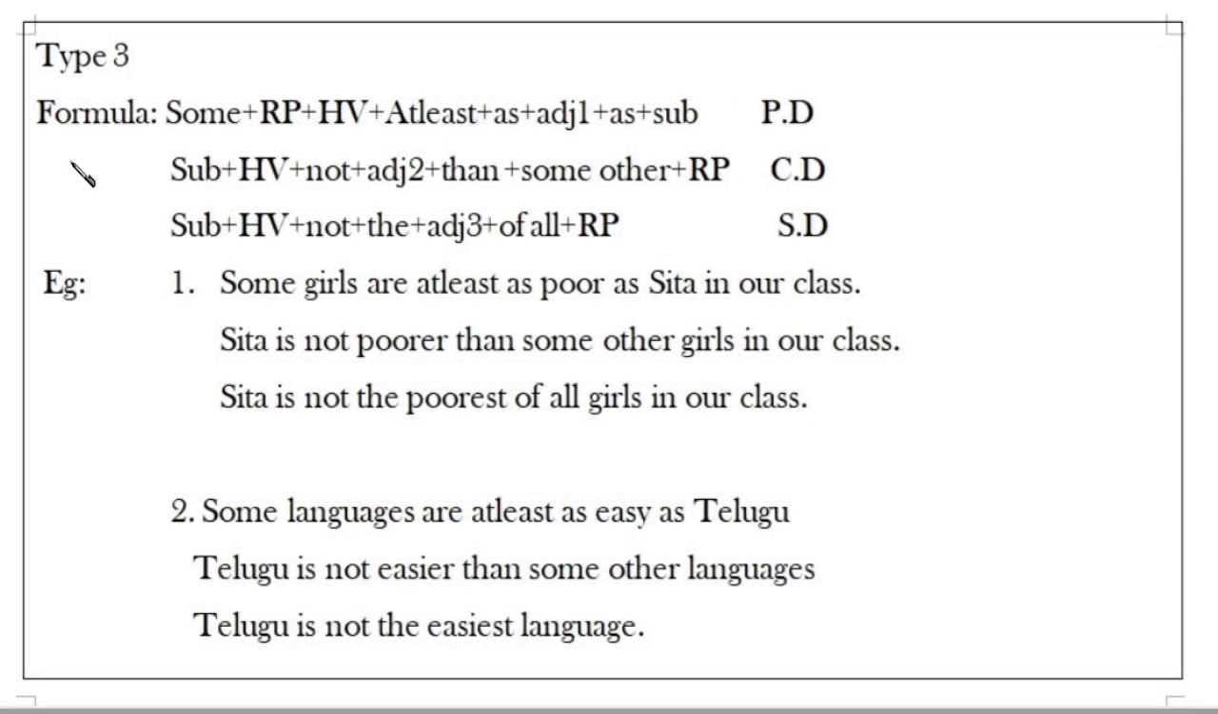In this session, I am going to explain type 3 and type 4. What is type 3? It is also called the negative form. As has already been said, there are 3 degrees of comparison: positive, comparative and superlative. These degrees of comparison can be interchanged.